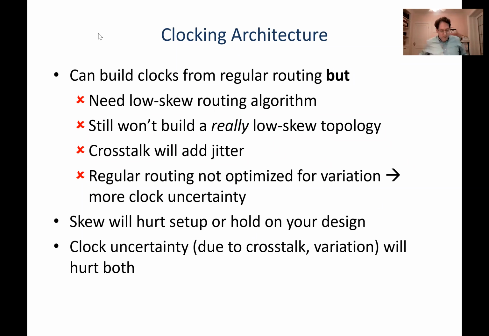I guess I just talked about this. So skew is going to hurt me in timing, either setup or hold, depending on which direction it's in. And clock uncertainty, which is due to either crosstalk or variation, is going to hurt both of them. The timing models take into account both. And so in Quartus, when you actually look at the timing report, you'll see they actually report clock uncertainty. So the clock uncertainty is coming from crosstalk and variation.